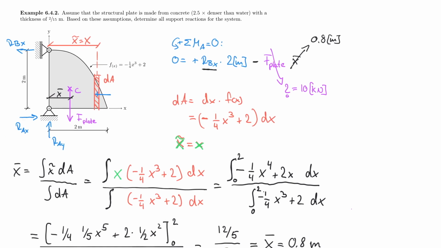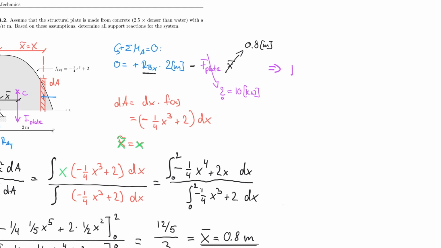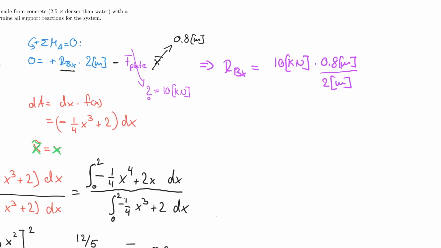And now all I have to do is rearrange this formula, and I'm just going to do that up here because I've written it anyways. So I can say that RBX is equal to 10 kilonewton multiplied by 0.8 meters divided by 2 meters. And when I solve that, I find that my RBX actually happens to be equal to 4 kilonewton.